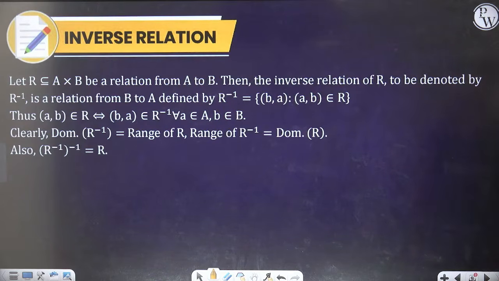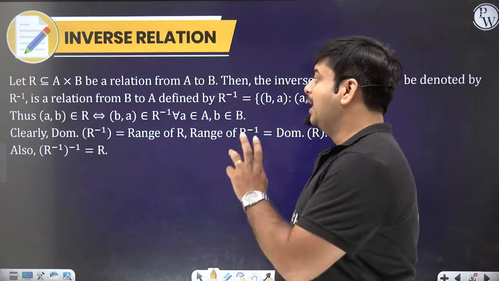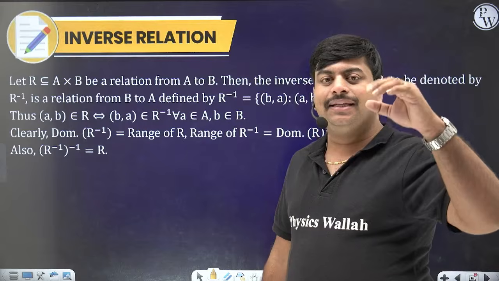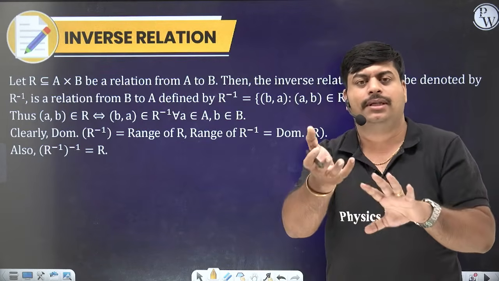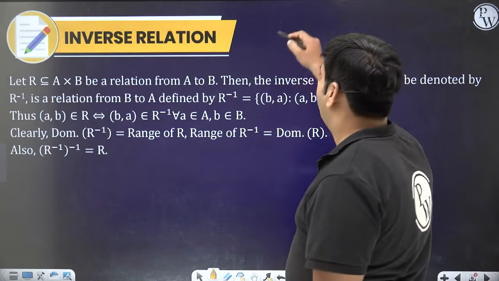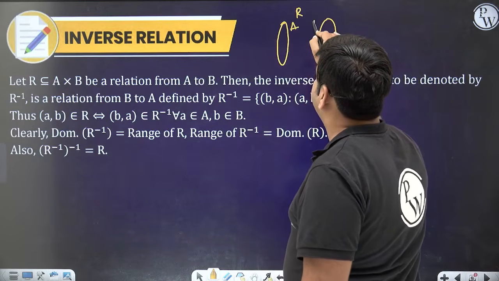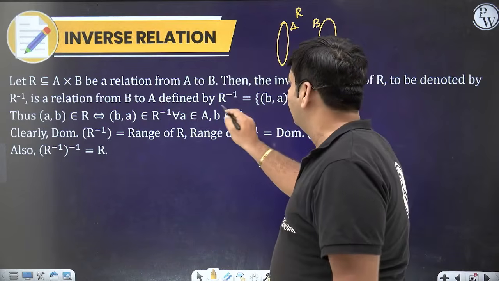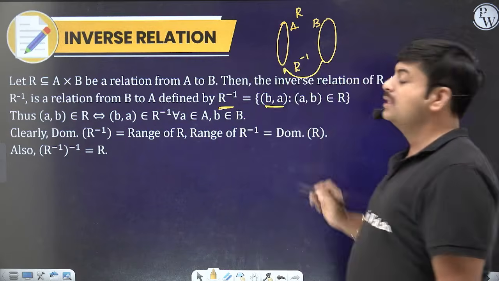All right, people. So now what is the inverse of a relation? In an inverse, set A becomes set B and set B becomes set A. Simply, it becomes reversed. So till now, for example, R is a relation from A to B. Now we need to move to R inverse. R inverse is a relation from B to A.